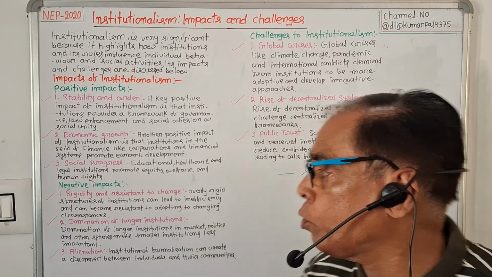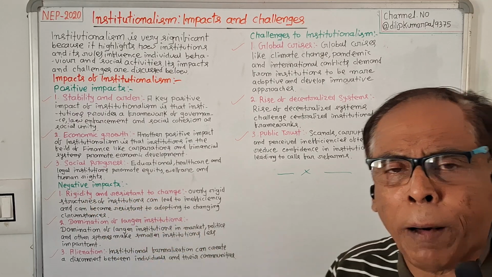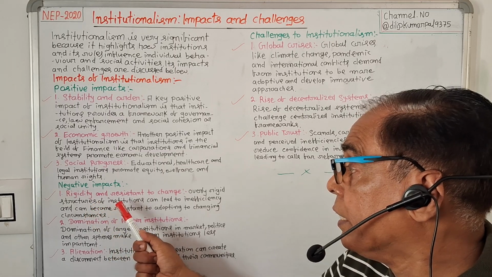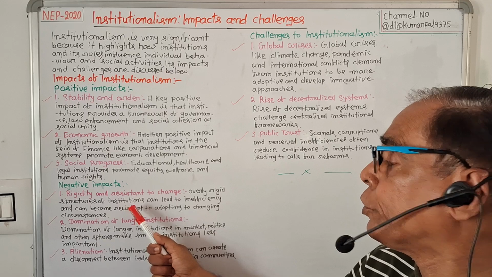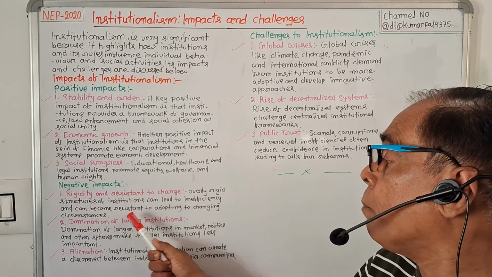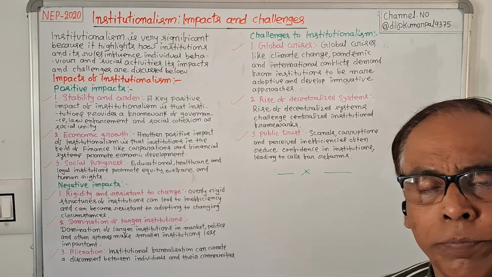What are these bad impacts? Number 1, rigidity and resistance to change. The first negative impact of institutionalism is rigidity and resistance to change. Overly rigid structures of institutions can lead to inefficiency and can become resistant to adapting to changing circumstances.